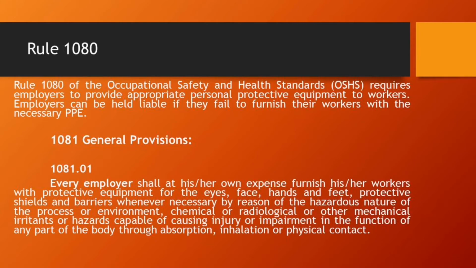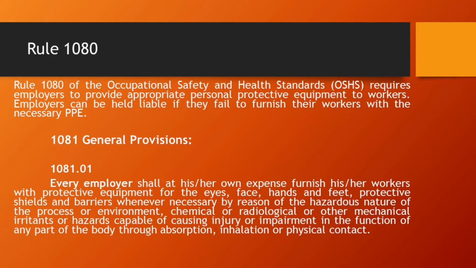Rule 1080 of the Occupational Safety and Health Standards, OSH, requires employers to provide appropriate personal protective equipment to workers. Employers can be held liable if they fail to furnish their workers with the necessary PPE. 1081 General Provisions.